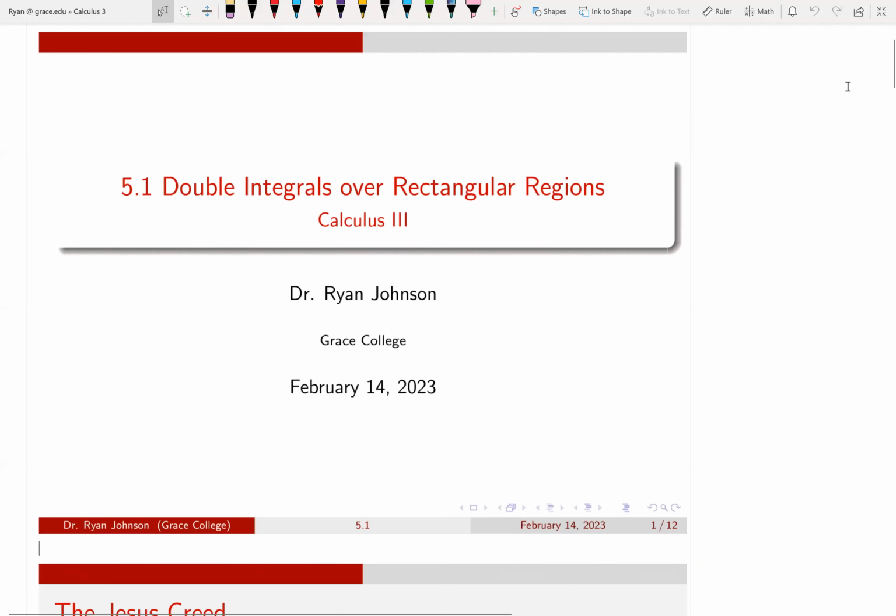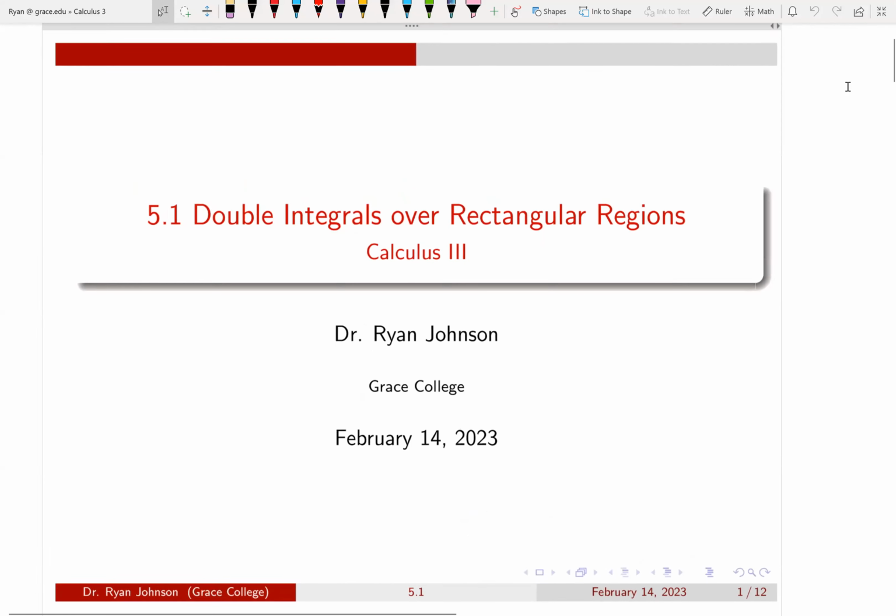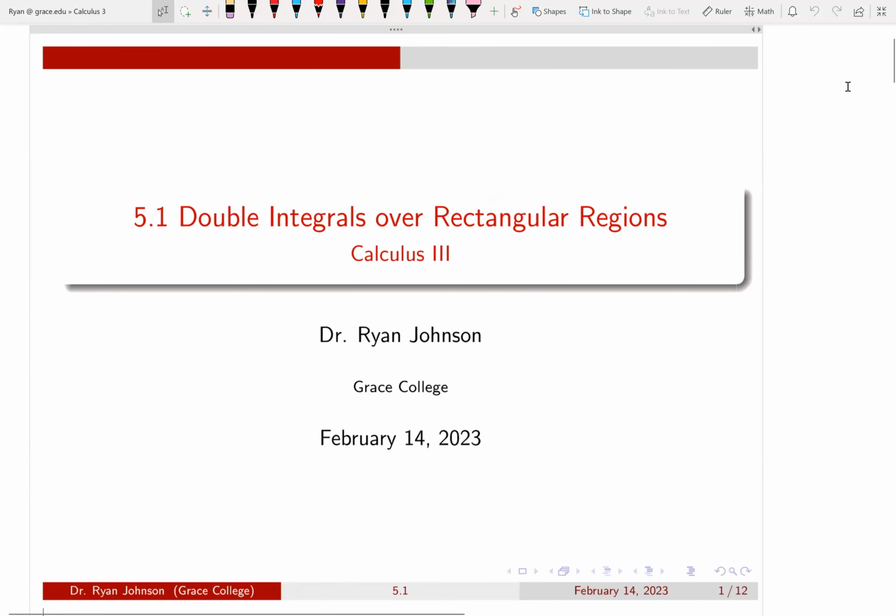Hello, Calculus 3. Today we're totally changing topics and moving on to our integration chapter, chapter 5. Like we talked about, each chapter ramps up and each chapter starts easy. So this is going to be a nice break from the last section, which was the hardest section of chapter 4. Now we get to do the easiest section of chapter 5. So let's begin.